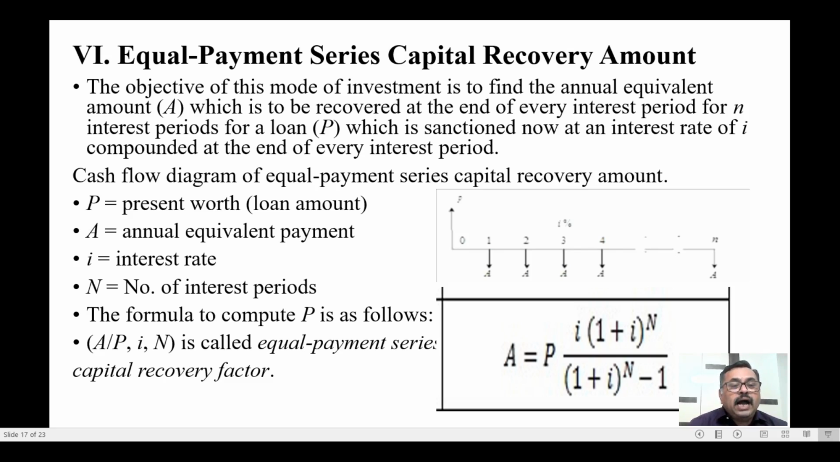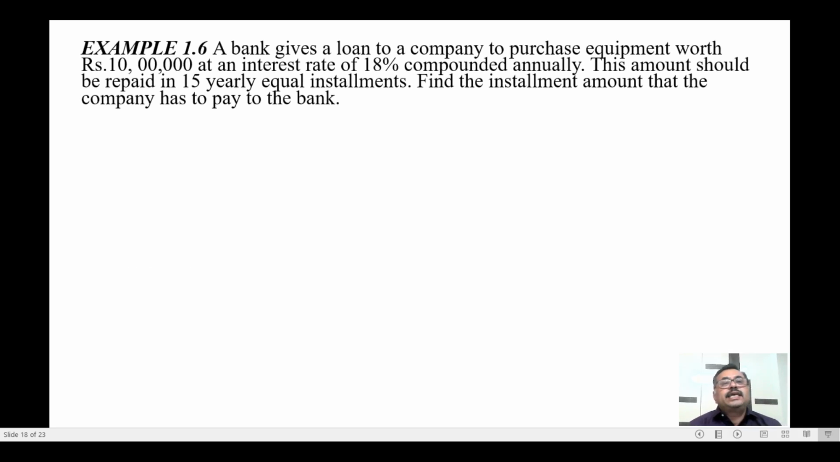Okay, I is known and N is known, or it is given. So A bar P comma I comma N is the equal payment series capital recovery factor that we can use. Let us take an example.